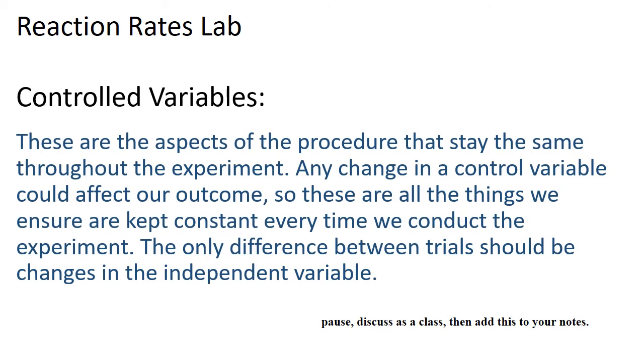Controlled variables. These are the aspects of the procedure that stay the same throughout the experiment. Any change in a control variable could affect our outcome, so these are all the things we ensure are kept constant every time we conduct the experiment. The only difference between trials should be changes in the independent variable. Pause and discuss as a class what you did the same in every single trial so that you knew the only thing affecting your dependent variable was your independent variable which you had changed.